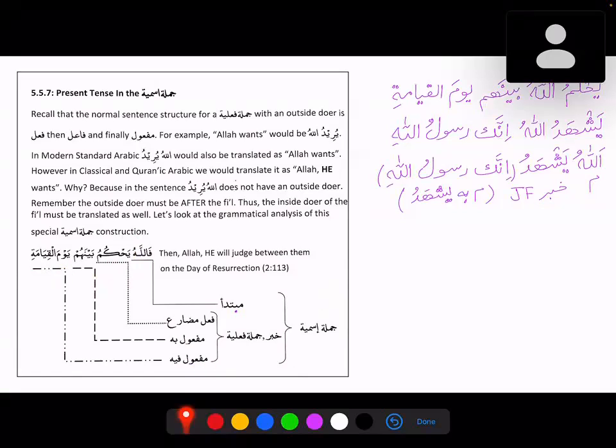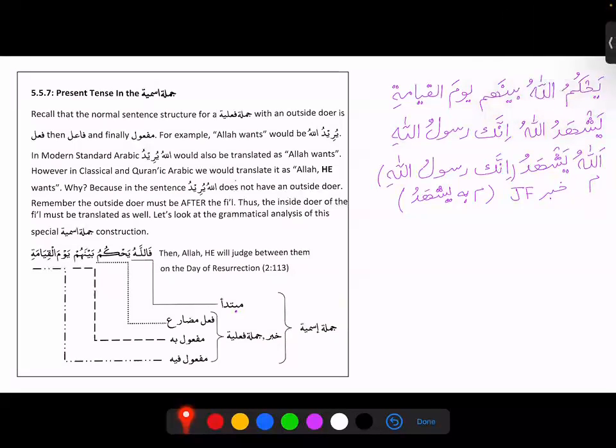So that means the whole thing is connected, right? Yahkumu bainahum yawmul qiyamah. The whole sentence, jumla fe'liya, is one bucket. This is jumla fe'liya, and this jumla fe'liya is coming as a what? As a khabar of this mubtada over here. So that happens in Quran Pak a lot. Now, if it was Yahkumullahu bainahum yawmal qiyamah, then we know this word Allah is the outside doer. Then this is just a simple jumla fe'liya, right?